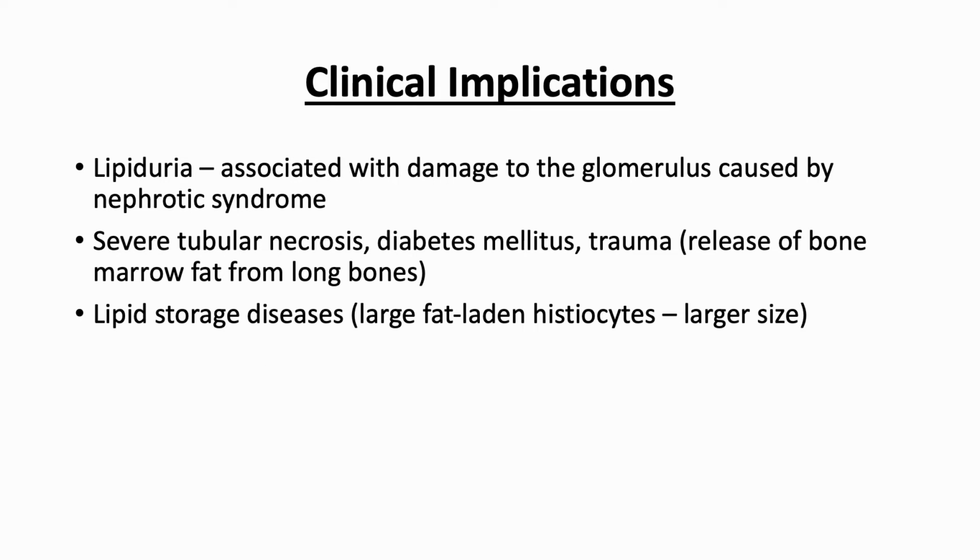So identifying the oval fat bodies can imply lipiduria, which is associated with damage to the glomerulus caused by nephrotic syndrome. This can be seen together with severe tubular necrosis, diabetes mellitus, and even trauma. In trauma, there can be a release of bone marrow elements like bone marrow fat from the long bones. This can also be seen in lipid storage diseases where large fat-laden histiocytes can be identified.